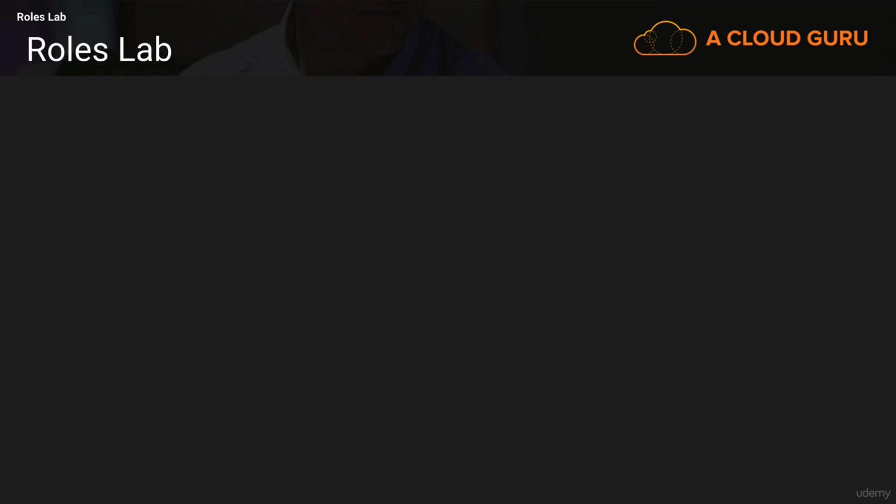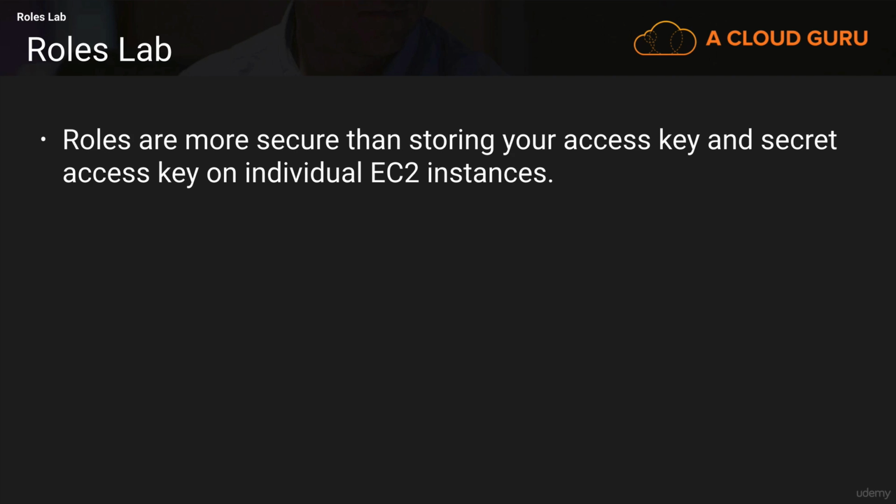In terms of roles, what did we learn in the roles lab? Well, roles are really awesome. They're much more secure than storing your access key and secret access key on individual EC2 instances. Roles are much easier to manage from a security perspective than having all these access keys and secret access keys out there in the world. If you lose one, you have to disable them. Then you have to go and run AWS configure on all the different EC2 instances that you might be using the command line tools on. So roles are much easier to manage.